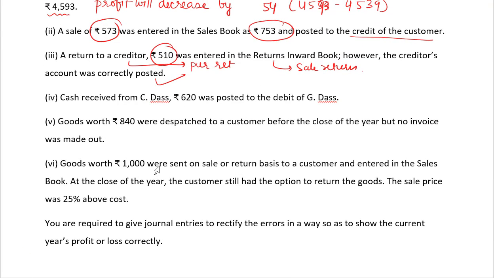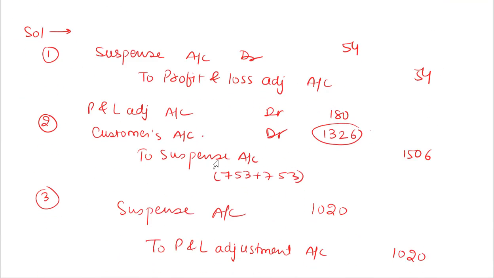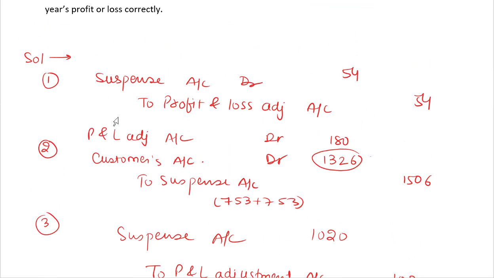Fourth is simple. Fifth you can do, and it is possible. Sixth is possible. Fine. So these three adjustments are homework. You can try by yourself. Okay.